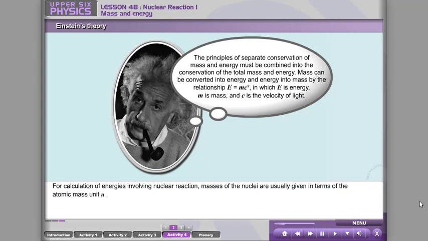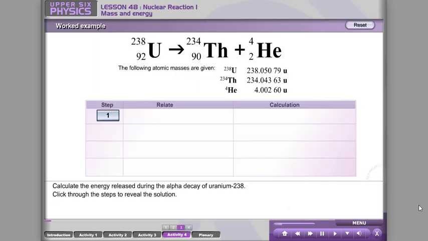For calculation of energies involving nuclear reactions, masses of the nuclei are usually given in terms of the atomic mass unit u. Calculate the energy released during the alpha decay of uranium-238. Click through the steps to reveal the solution.